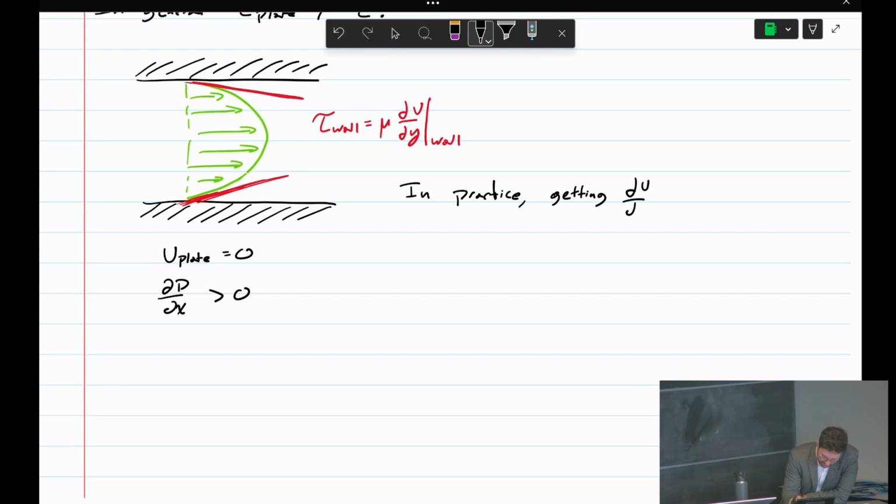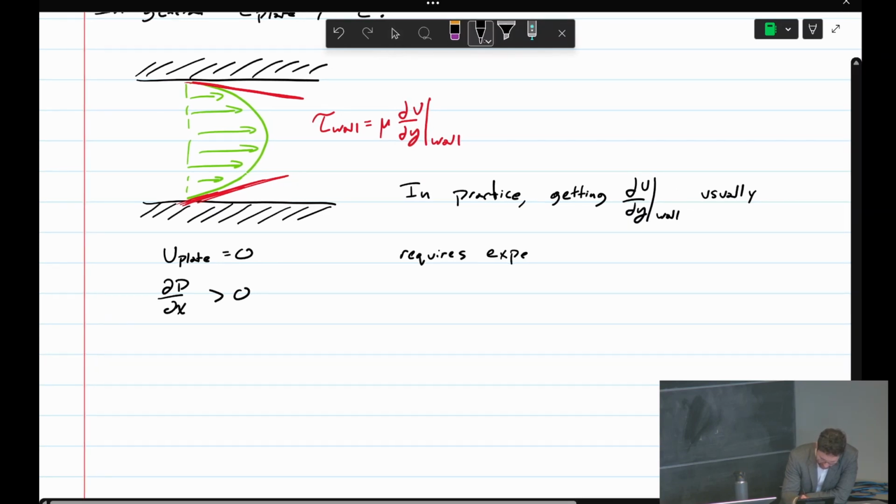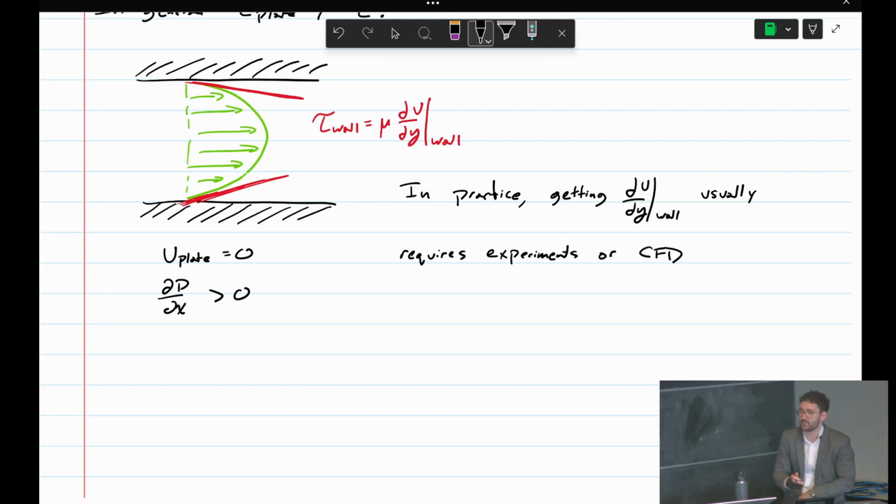Almost always in practice, getting that du dy at the wall usually requires experiments or CFD, where CFD means computational fluid dynamics. The reason we need du dy at the wall is to compute tau wall. The force to move something through a fluid, speaking in very general terms: the fluid will stick at the surface of that something, and the force required to move it depends on the velocity gradient right at the surface.